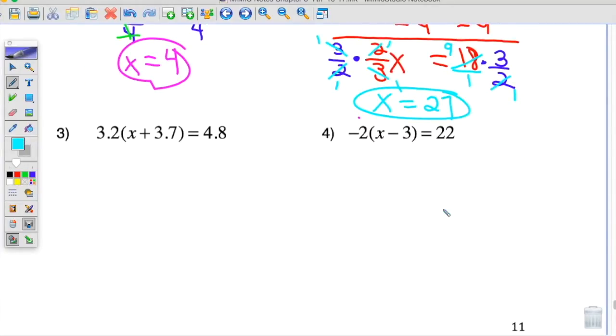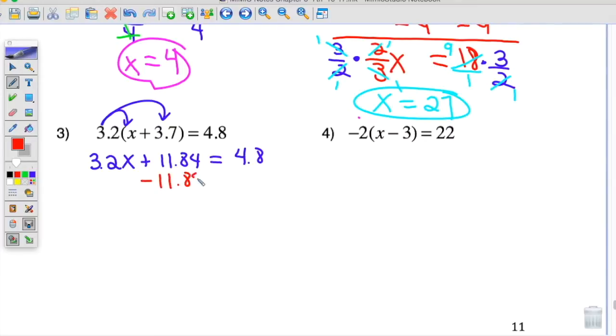Number 3, we have 3 and 2/10 times the sum of x plus 3 and 7/10 is equal to 4 and 8/10. You can use a calculator when you're dealing with your decimals. So we're going to distribute, and it's 3.2 times x, which is 3 and 2/10 x, plus, and when we distribute 3 and 2/10 times your 3 and 7/10, you get 11.84 is equal to 4.8. Next step, we want to undo the addition, so we're going to subtract 11 and 84/100ths from both sides.